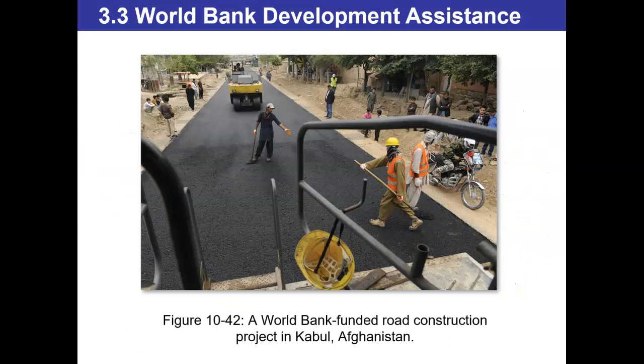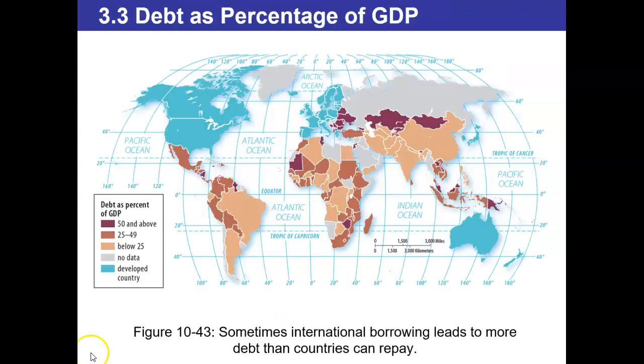Figure 10-42 shows a World Bank funded road construction project in Kabul, Afghanistan. Taking a look at figure 10-43, we can see that sometimes international borrowing can lead to more debt than countries can actually repay. This can often lead to countries that are already struggling to develop having a much harder time acquiring more loans to alleviate this problem.